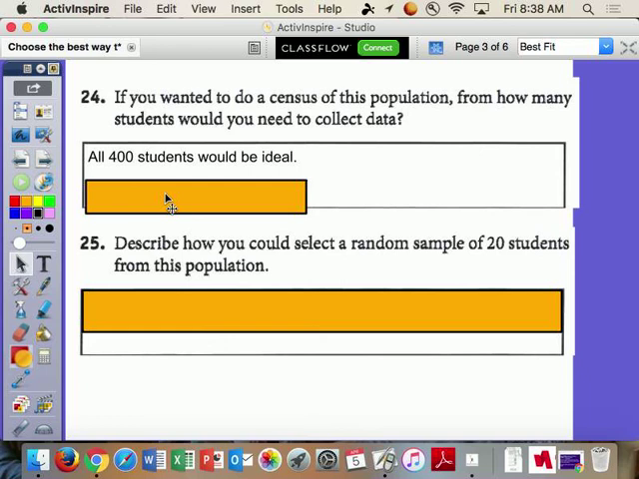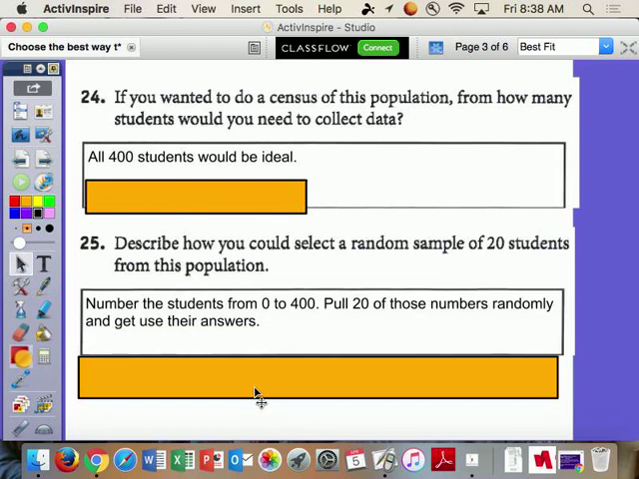Would it make sense to take the first 20 kids off the list? Would it make sense to take the 20 last kids off the list? Would it make sense to do it only for females, or only for males, or a certain race? That's not going to tell you what you want to know. So the best way to keep this anonymous and get your best data is basically going to be, let's number the students and randomly select 20 people. Could you end up with all girls? Yes, but it's a lot less likely. Could you end up with all kids from the same grade level? Yes, but again, it's not as likely.